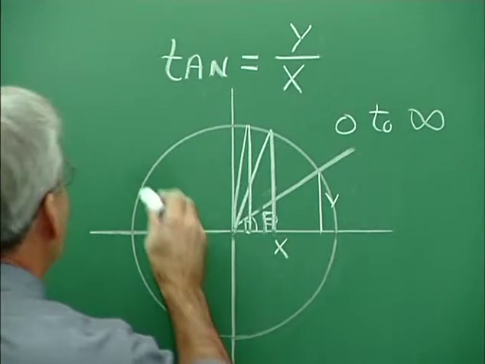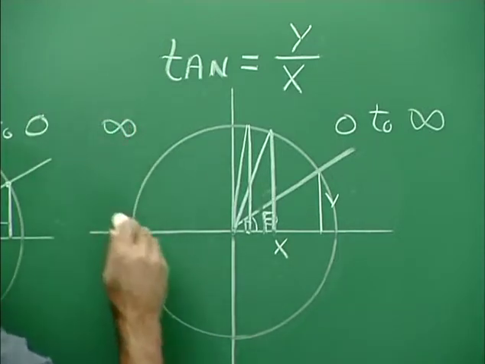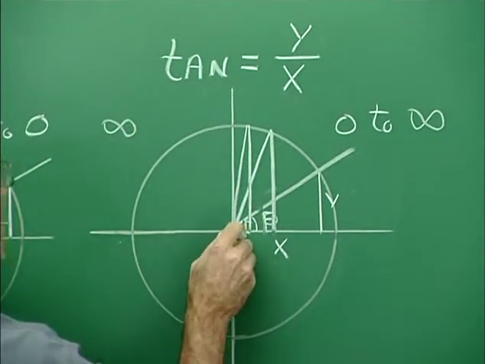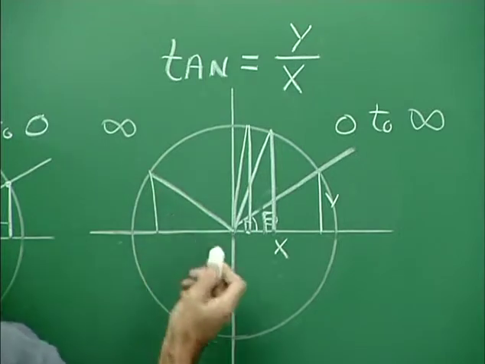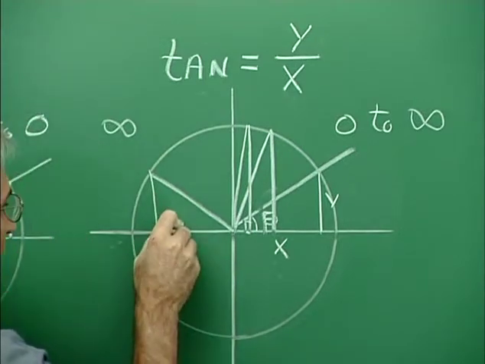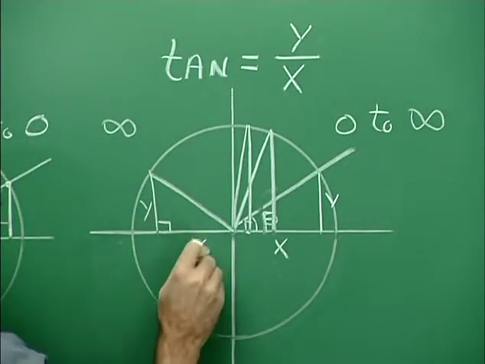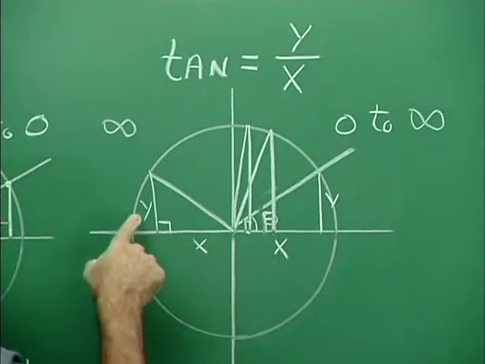And in the second quadrant, we start out at infinity. And where are we going? Well, let's see where we're going. Now, we've got our triangle like this. Here's the y, here's the x. The x is negative. The y is positive. So we're going to get negative values.